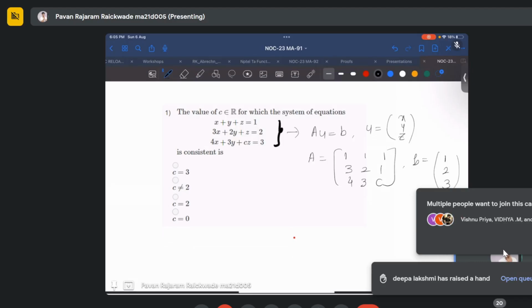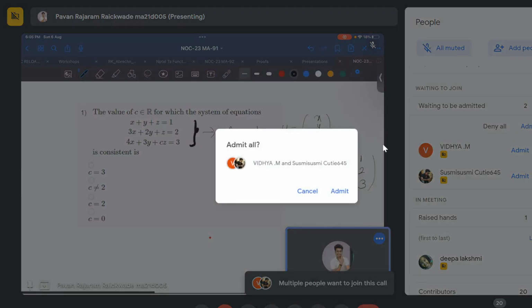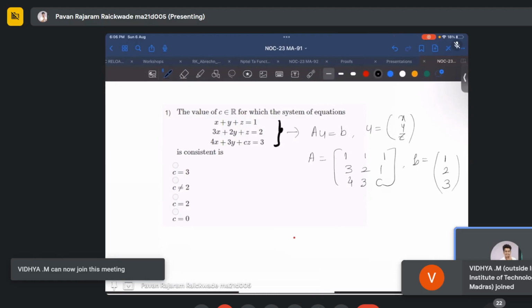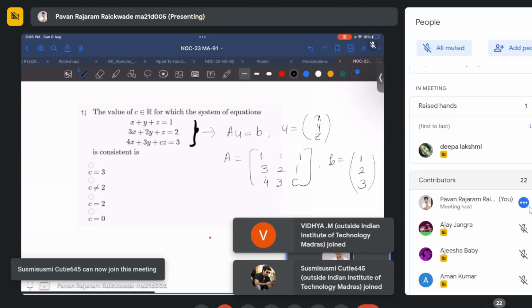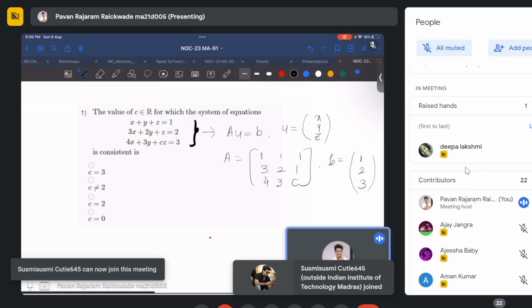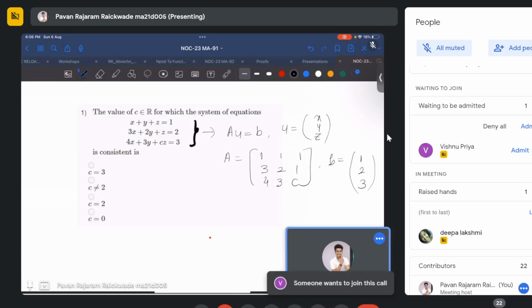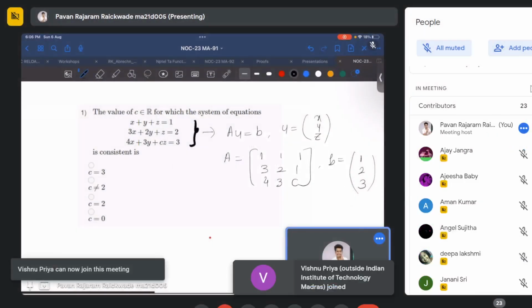Yes, someone raised the hand. What's the issue? Yeah, Deepa Lakshmi, is there some problem? Okay, I think it's by mistake.